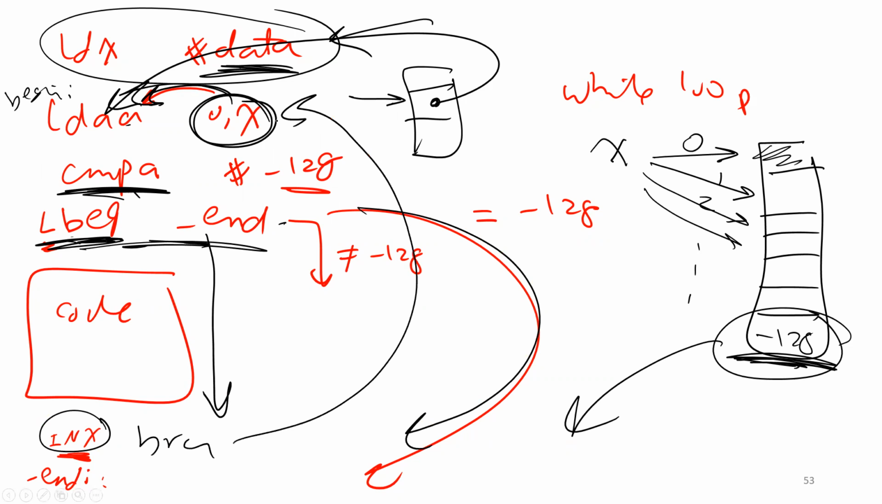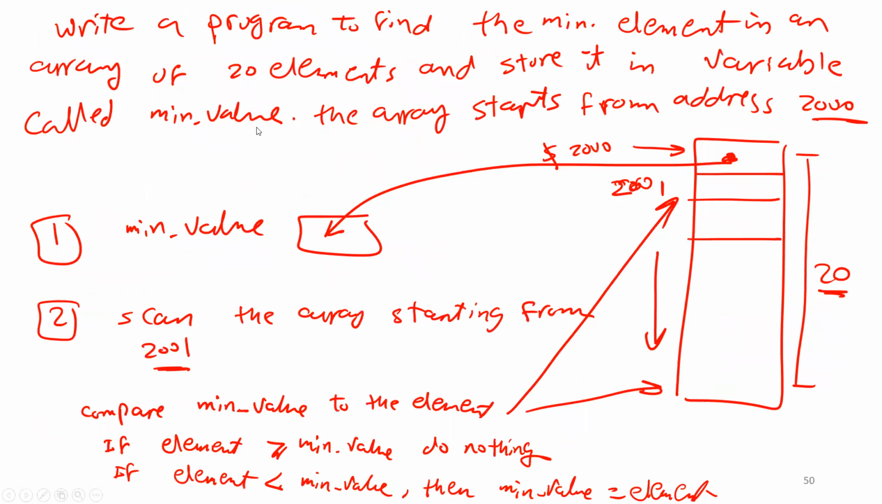So this is a while loop. I'm going to loop while the element does not equal the delimiter, keep looping. Is that okay?